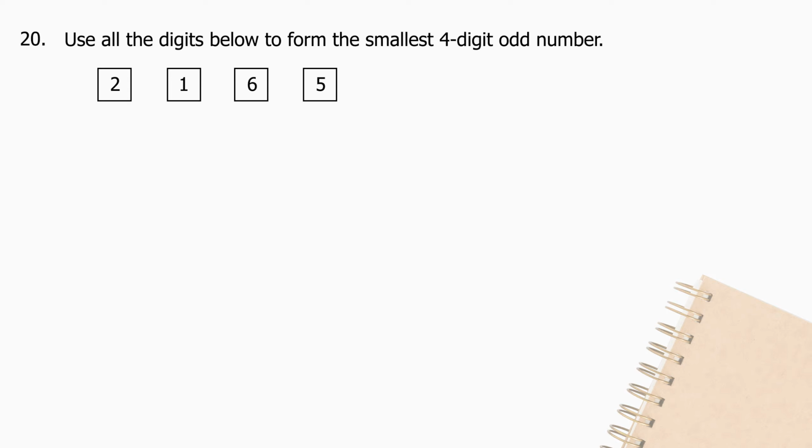Question 20. Use all the digits below to form the smallest 4-digit odd number. 2, 1, 6, 5.